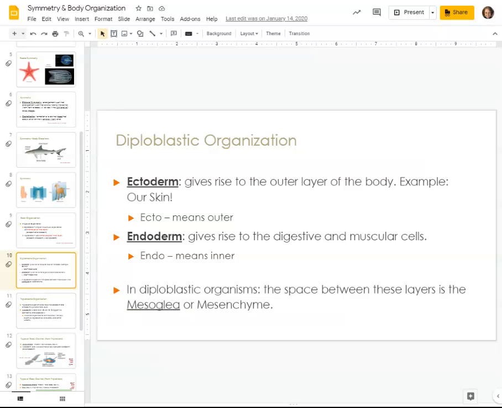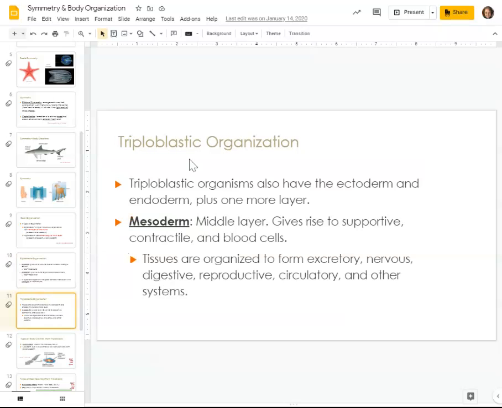All right, so diploblastics have the outer layer, the ectoderm, the endoderm, the inner layer. But then if you look at triploblastic organisms, they have both of those, the ectoderm and the endoderm, but they also have this third layer called the mesoderm. So meso means middle, and that's going to give rise to all sorts of organs in the body. So things like reproductive, circulatory system. Some of the more complicated stuff that really simple organisms don't have comes from the mesoderm.